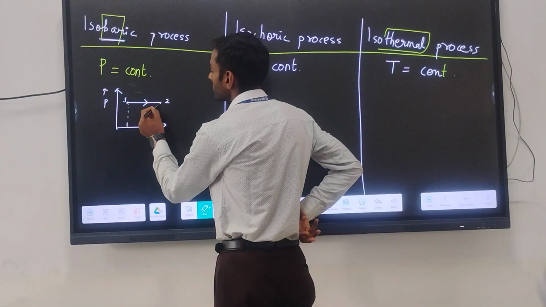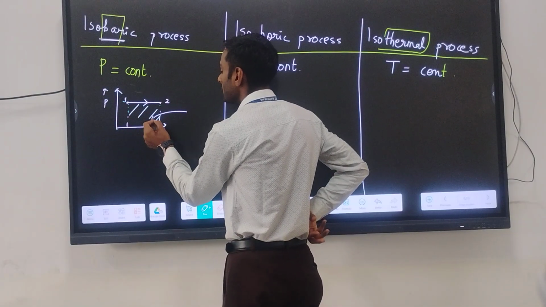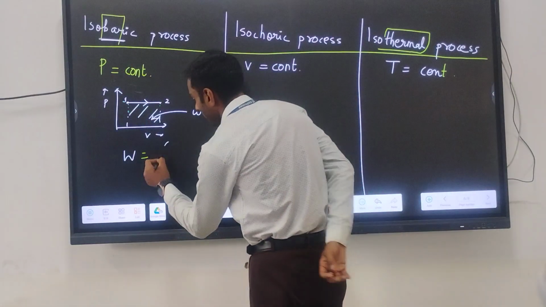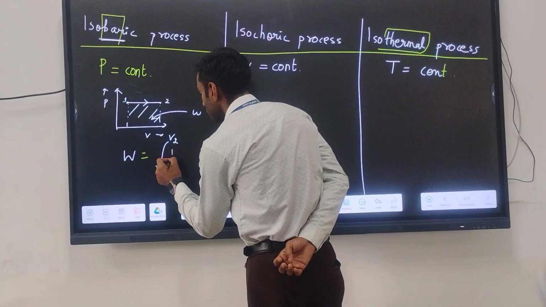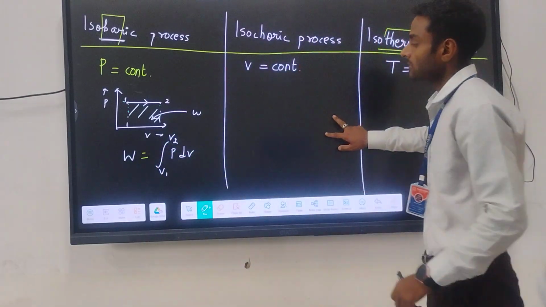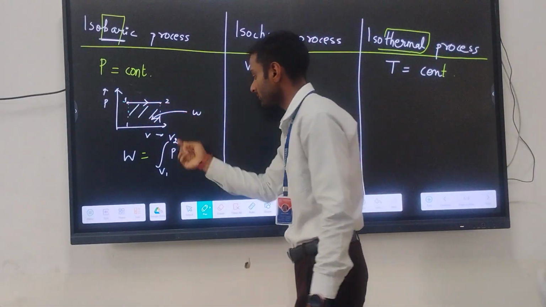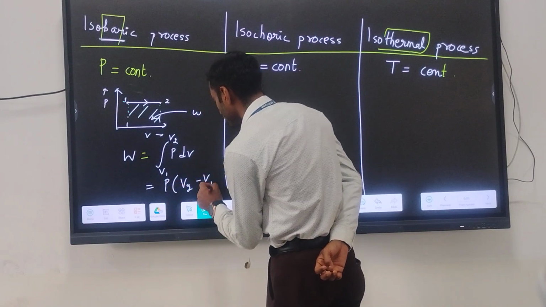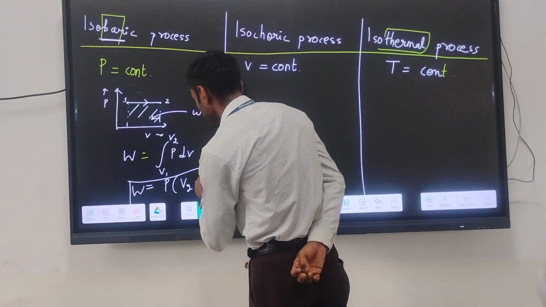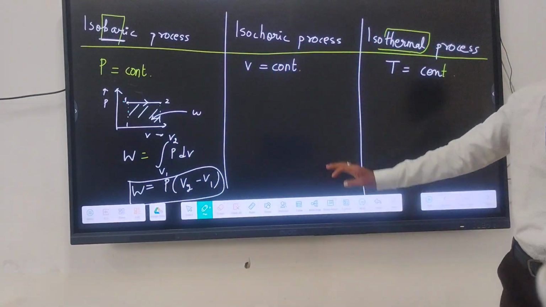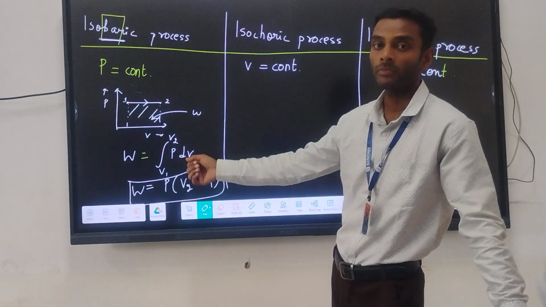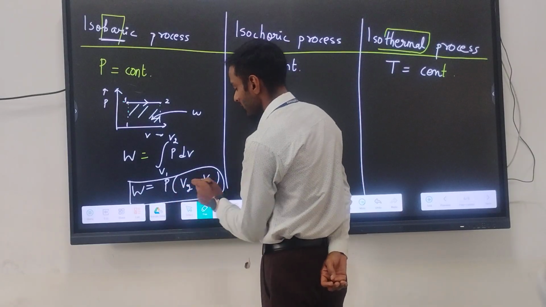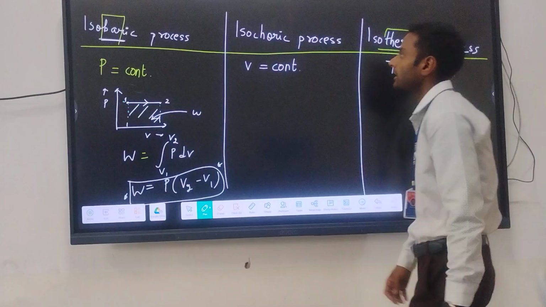So the area under this graph is the work done. Work done in an isobaric process is, as we know, the integral from V1 to V2 of P dV. But since P is constant here, P can be brought outside. This implies P(V2 minus V1). So work done by the isobaric process is P(V2 minus V1), or we can write P2V2 minus P1V1. This is your work.